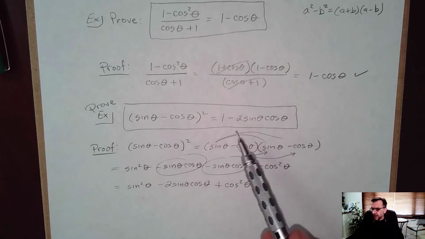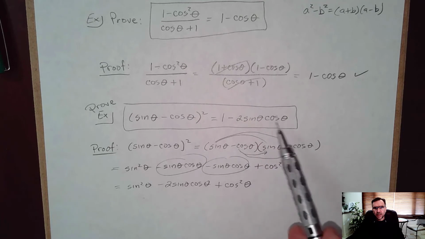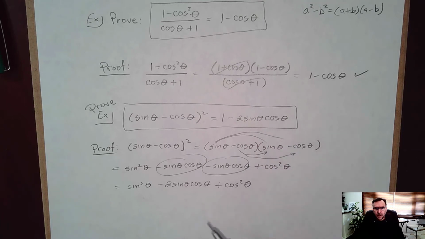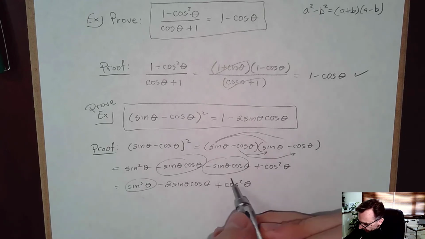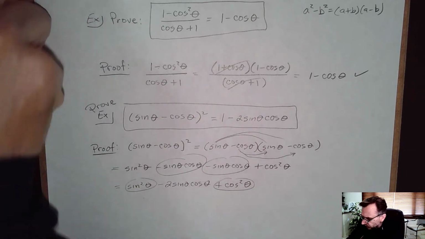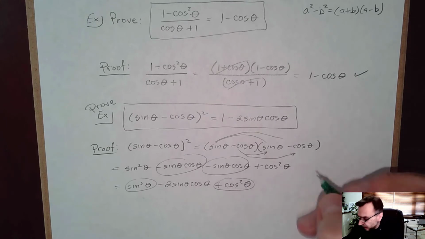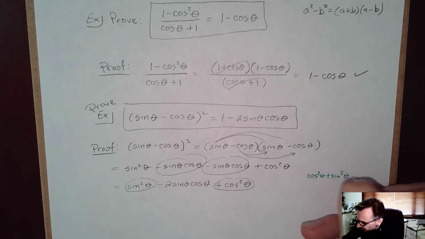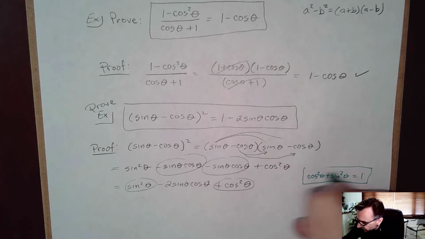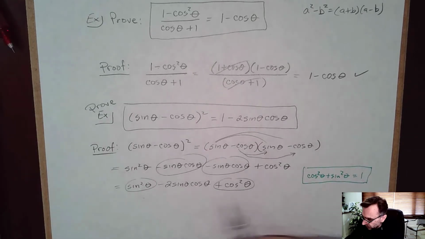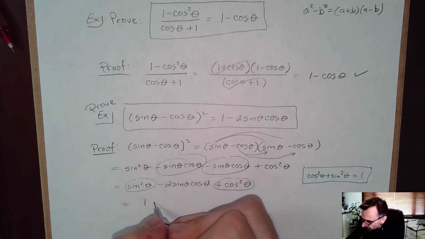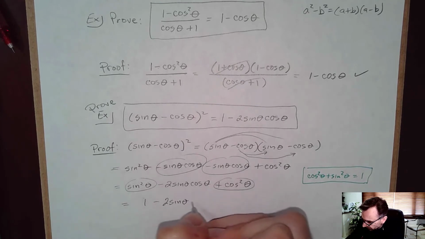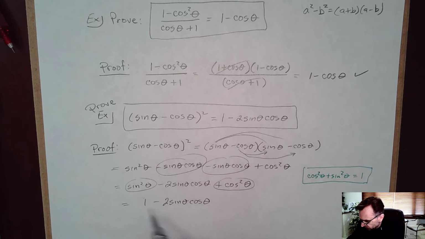Okay, now somehow I've got to get to 1 minus 2 sine theta cosine theta. All right, so that's not what this is, but we're close because I do notice that these two together I can make a replacement with the Pythagorean identity, because I know cosine squared theta plus sine squared theta equals 1, right? That's the Pythagorean identity. And so these two together, I'll swap out with a 1. So 1 minus 2 sine theta cosine theta. Now you can't subtract these, 1 minus 2, because they're not like terms.